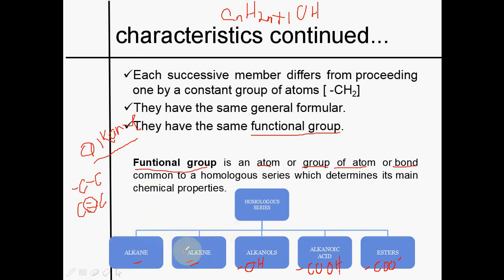Keep in mind, these are not the only homologous series that we have. We might have another one called alkynes, but in our O-level syllabus we don't look at that, so please take note of that. These alkanols are also called alcohols. Alkanoic acids, we're saying these are organic acids. You might not find this term, but you might find organic acids, so don't get confused. Esters are esters, so we'll look at them as we advance.